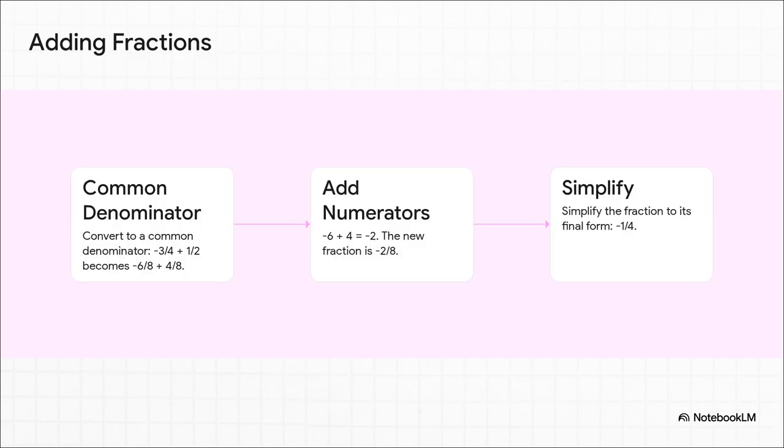So let's walk through one. If we have negative 3/4 plus 1/2, we need a common denominator, and a good one is 8. So negative 3/4 turns into negative 6/8, and 1/2 turns into 4/8. See? Now they're both in eighths. The hard part's over. We just add the top numbers. Negative 6 plus 4 is negative 2. That gives us negative 2/8, which we can simplify down to negative 1/4.